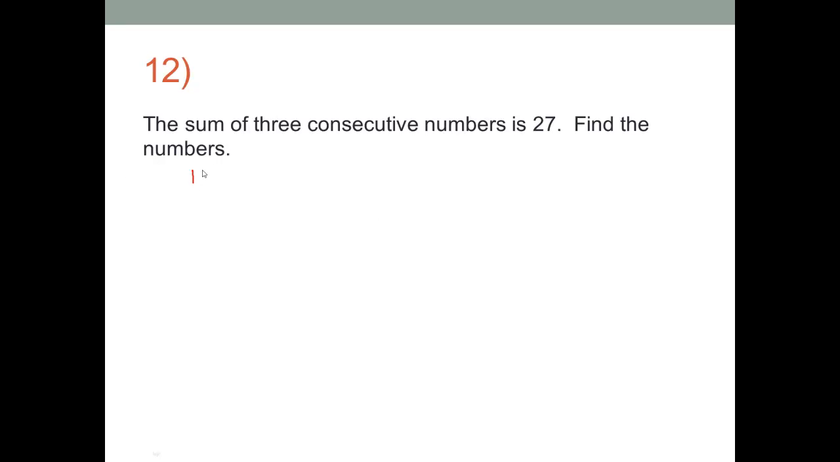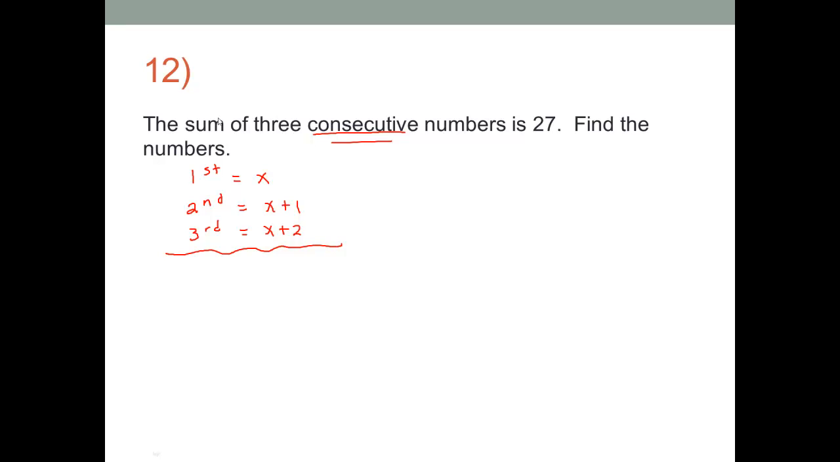So I'm going to let the first number equal x. Now consecutive means one number after another. So in order to get to the next number from x, if this was 5, if I wanted to get to 6, I would add 1 to it. So to get to the second number, I will let the second number equal x plus 1. The third number is 1 more than that one, so I'll let the third number equal x plus 2.